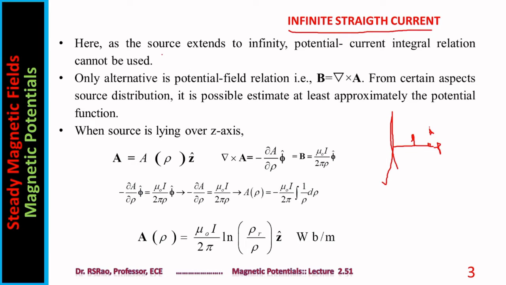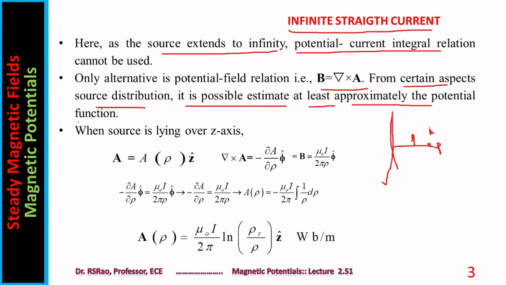Here, as the source itself extends to infinity, the potential-current integral relation cannot be used. We used that relation in the previous problem, but we cannot use it here. But an alternative is available, that is the potential-field relation. This potential-field relation says B equal to del cross A. Earlier one is an integral relation, now it is a differential relation. From certain aspects of source distribution, it is possible to estimate at least approximately the potential function.